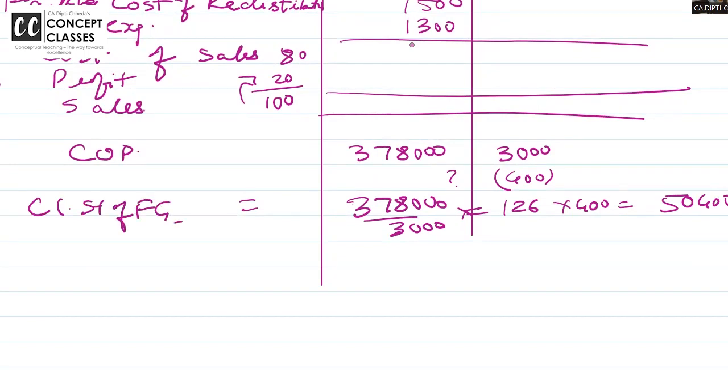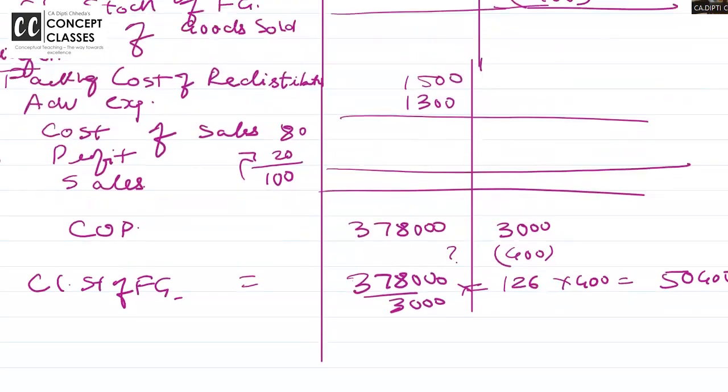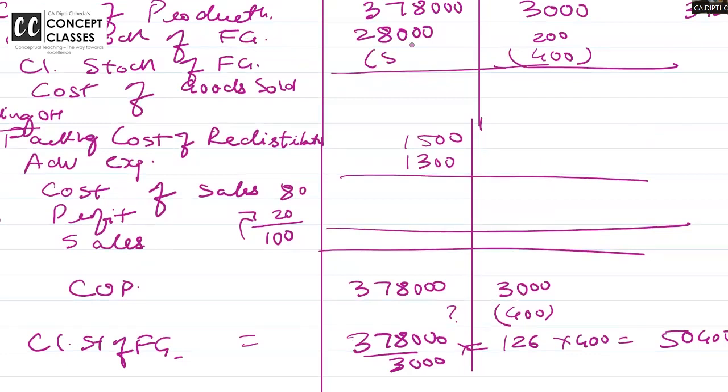Likh lo working, take your time. Ask me any doubt if you have. 3,78,000 rupees mein 3,000 units are produced and 400 units are in stock. So how much it is? 50,400. And opening stock valuation they have given. Ma'am, if not given, for 200 units also can we value it at current cost 126? Yes, if not given, you can. Now, how many units are sold? Cost of the goods sold?